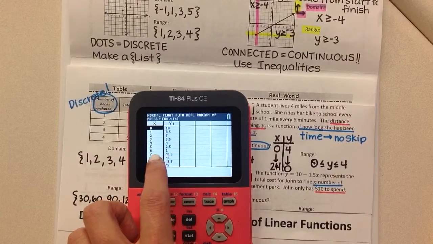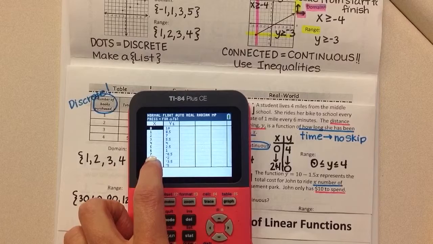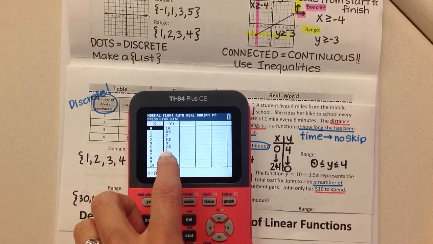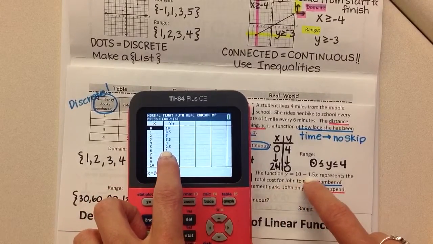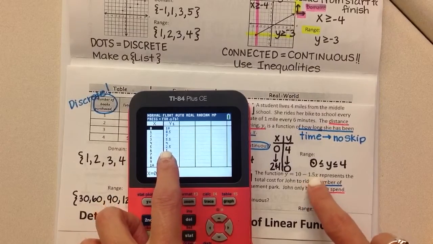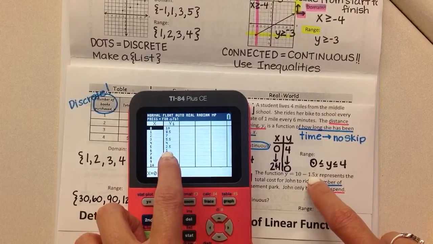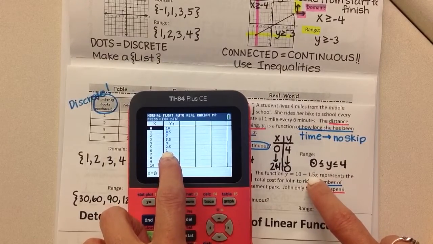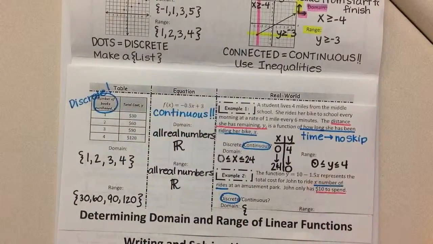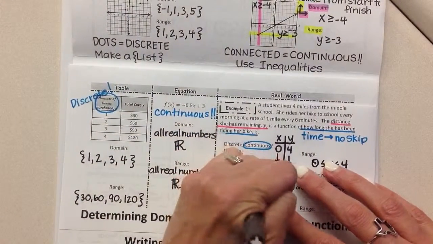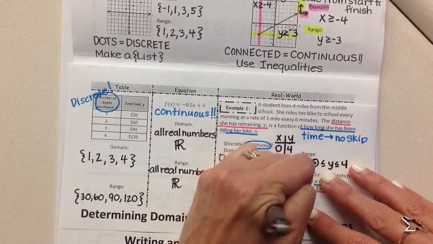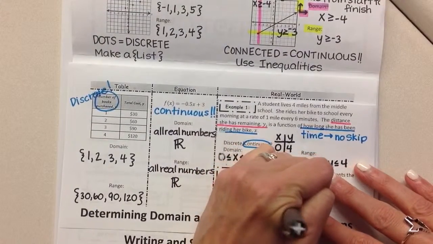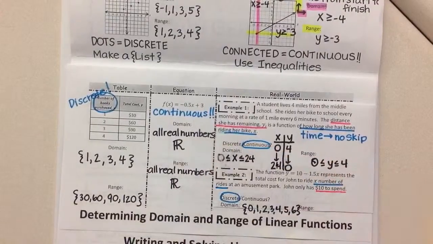But can he ride another ride after 6? The answer is no, because he only has $1 and each ride costs $1.50. That's why it's being taken away. He's spending $1.50 every time he rides a ride. So at 6 rides, he's done for the day. He doesn't have enough money to ride again after 6 rides. So I know exactly what my domain is. It's 0, 1, 2, 3, 4, 5, and 6 rides. That's all he can afford.